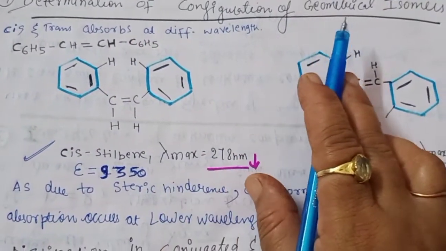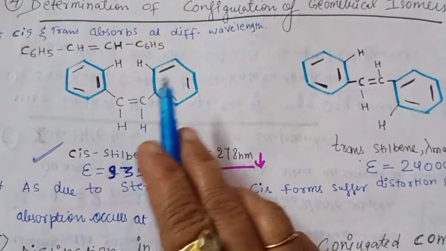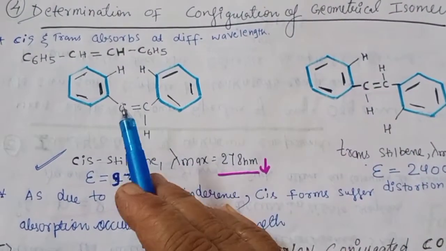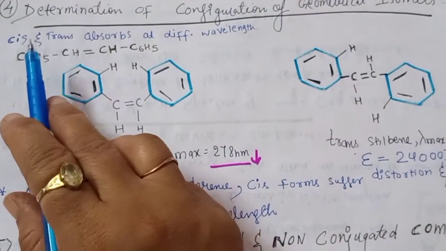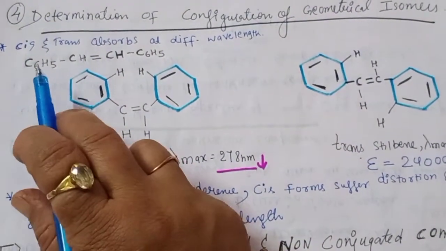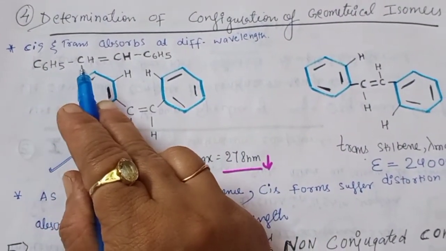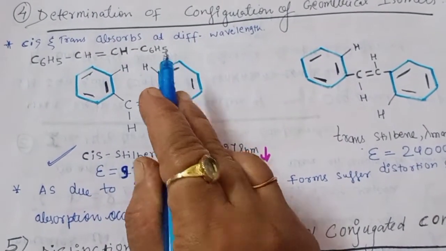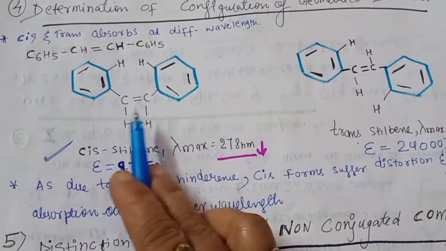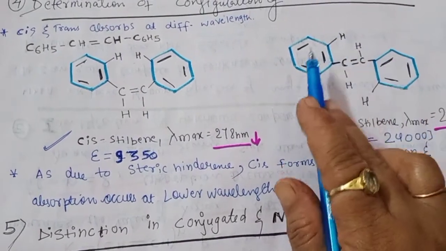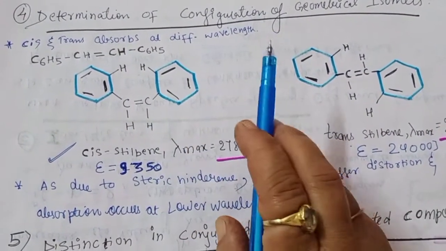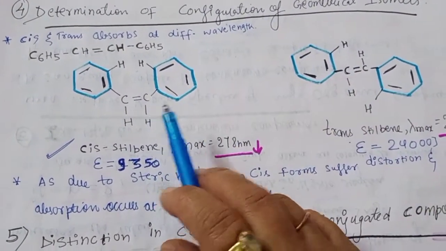the configuration of geometrical isomers. We know that geometrical isomers are present in two forms, cis and trans. Here I have taken the example of stilbene, C6H5 CH double bond CH C6H5. This is cis stilbene and this is trans stilbene. We can easily determine which is the cis isomer and which is the trans isomer.